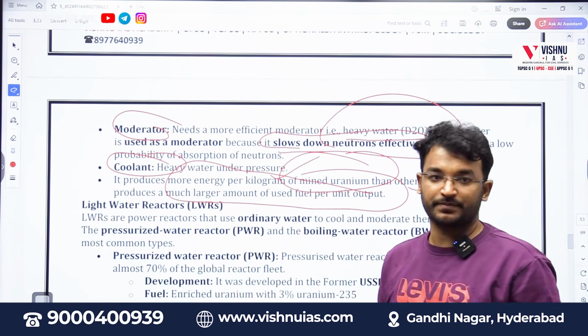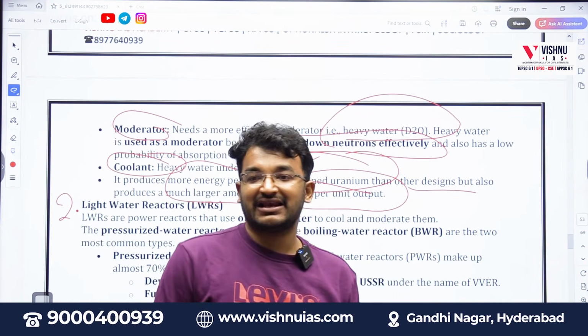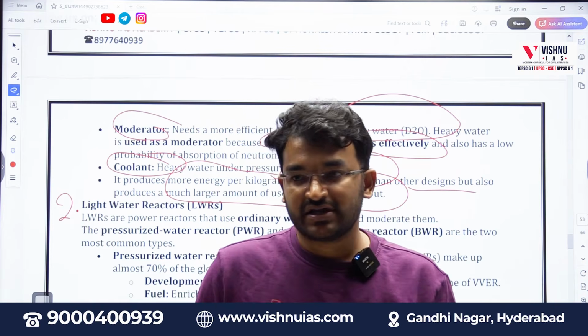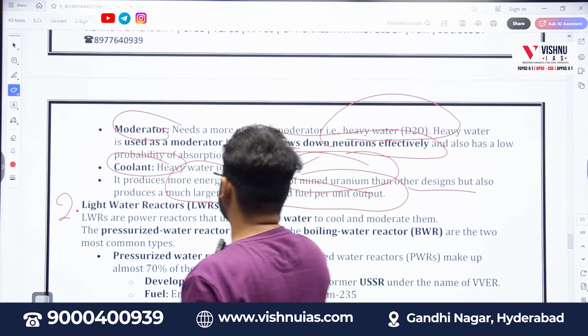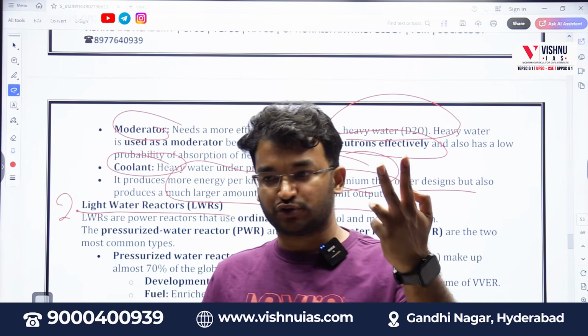This is the first type. Next, the second type of reactor is light water reactor. See, these light water reactors are of 2 types.